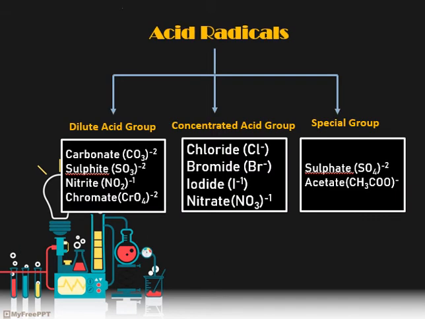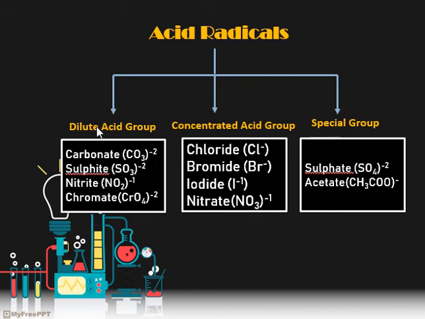Depending on their mode of identification, these radicals are divided into different groups. Acid radicals are divided into 3 groups, whereas basic radicals are divided into 6 groups. These 3 groups include dilute acid group, concentrated acid group, and special group. The radicals included in the dilute acid group are carbonate, sulfite, nitrite, chromate, and many more. I have written only those radicals that are included in your syllabus. Concentrated acid group includes chlorine, chloride, bromide, iodide, and nitrate. Special group includes sulfate and acetate.